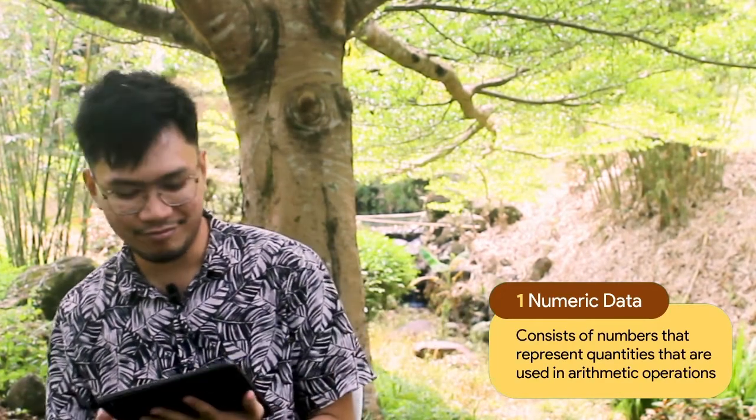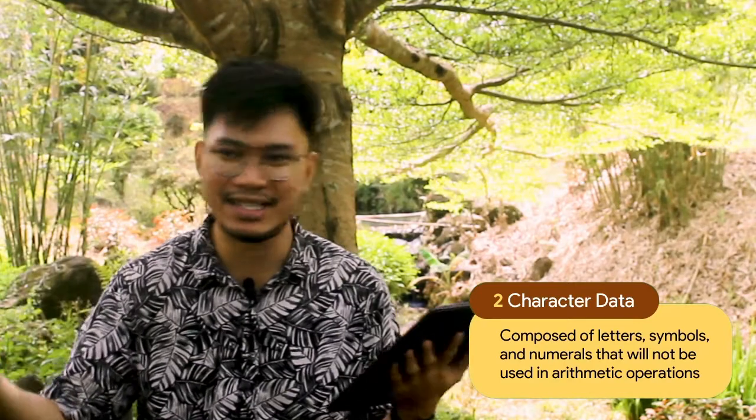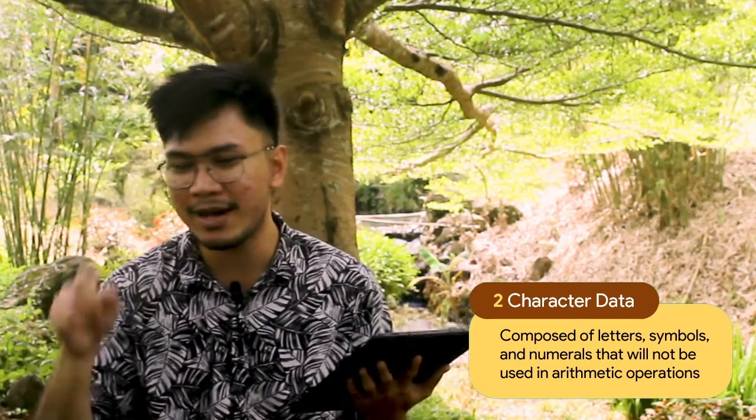And these numeric data are used in arithmetic operations. And it is represented by different number systems, in which it depends on the number of symbols used to represent these numbers. And we have another one, your character data. Diri masulod ang atong mga symbols, ang mga atong A, B, C, kanang mga bracket, comma, period, whatever. Okay? So this composes your letters, symbols, and numerals that will not be used in arithmetic operations.